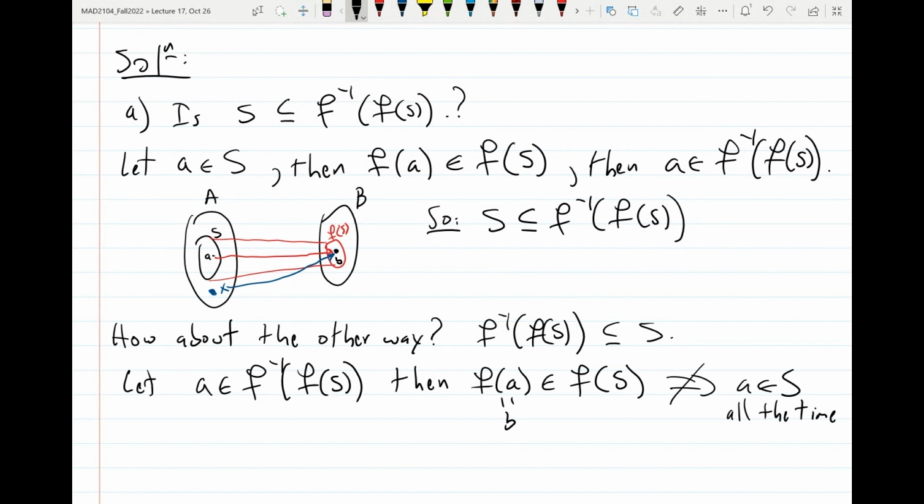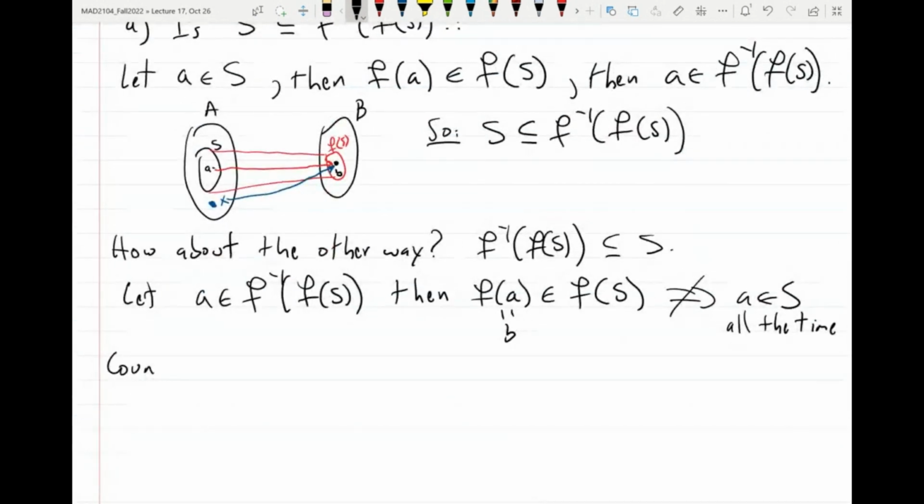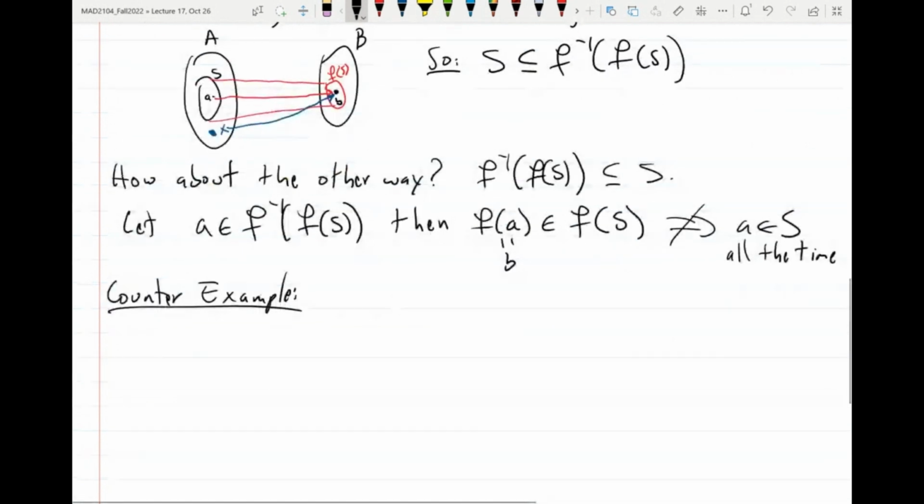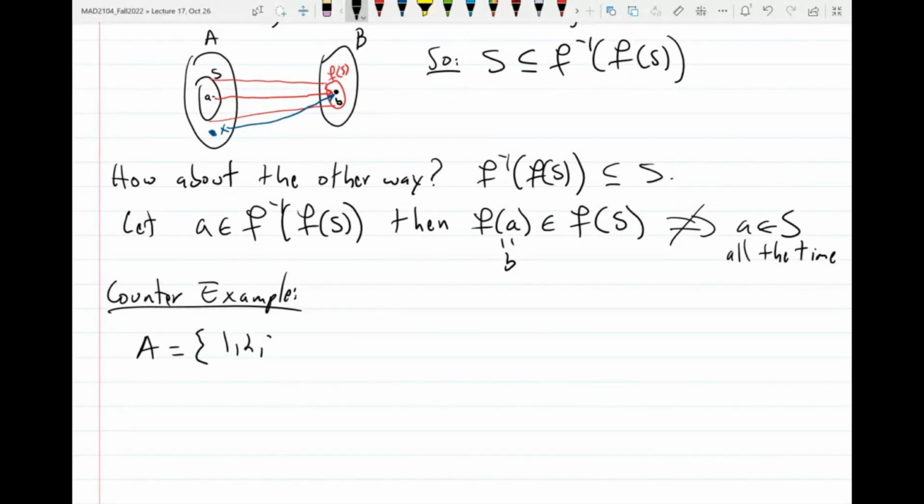Now, we're saying that this is not true all the time. We need to provide a concrete counterexample. Remember, when you say something's false, give me a counterexample. Okay, here we have the idea. Now, let's make a counterexample. We need to come up with an A, a B, and a function. And we already know what needs to happen. We need to construct a function that is not one-to-one. We want that sort of behavior. So let's suppose that A is {1, 2, 3}.